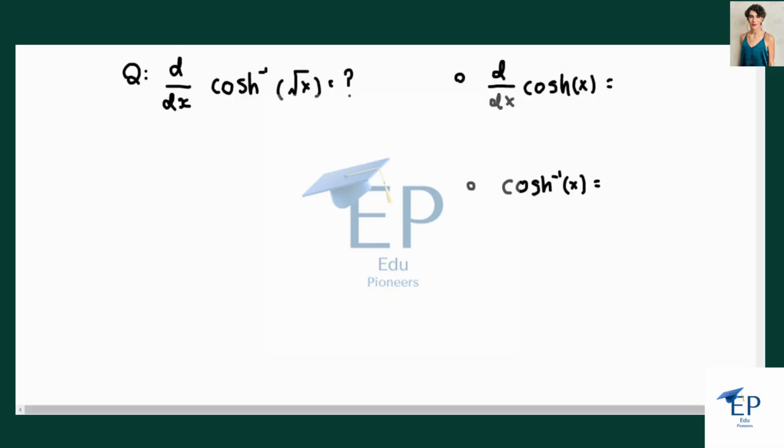All right, let's go ahead and solve this problem. The question is, find the derivative of arccosh of square root of x with respect to x. There's a couple of ways you can approach this, of course, and it also depends on what you remember.